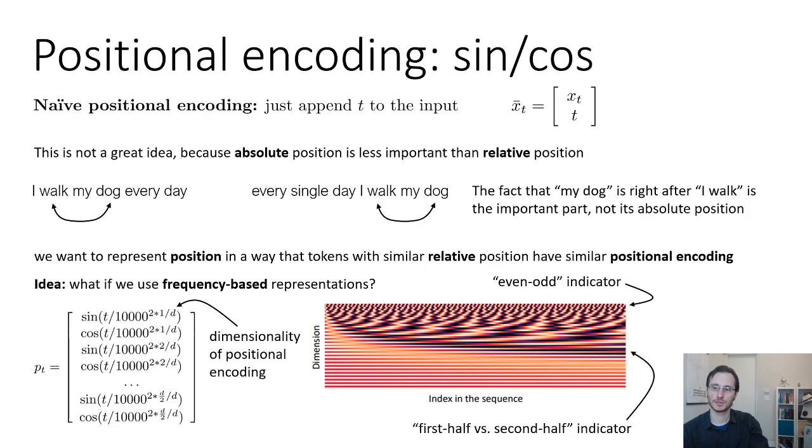If you look at this picture, it basically represents a matrix where the number of rows is equal to the dimensionality d, and the number of columns is equal to the maximal length of the sequence. We could actually learn this entire matrix. We could basically make the entries in this matrix learnable parameters of our model.